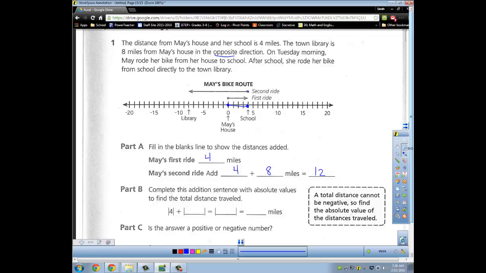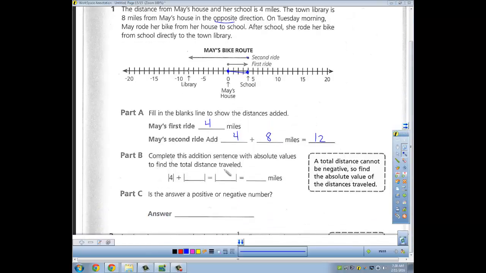Part B says complete this addition sentence with absolute values to find the total distance traveled. So first ride was 4. Her second ride was 12, but since it was in the opposite direction, we're going to put a negative 12 because we're going in the opposite direction on the number line. So I know that 4, absolute value is 4. Absolute value of negative 12 is 12. 4 plus 12 is 16. Absolute value of 16 is still 16. So her total distance traveled was 16 miles.